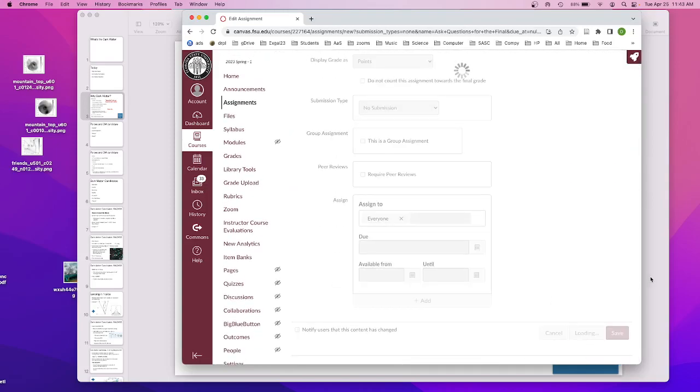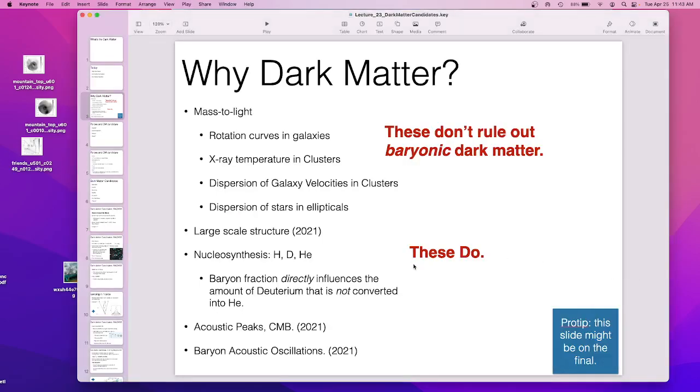Okay, now there's a spot. It doesn't have a due date because it doesn't have any points either. So that's just a spot for you to stick questions.